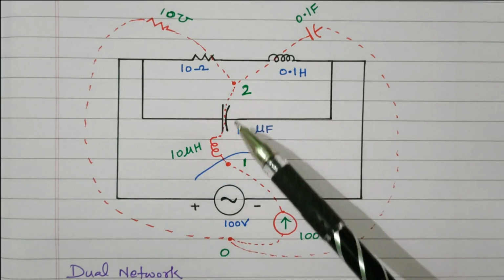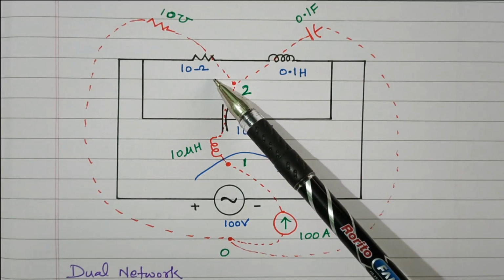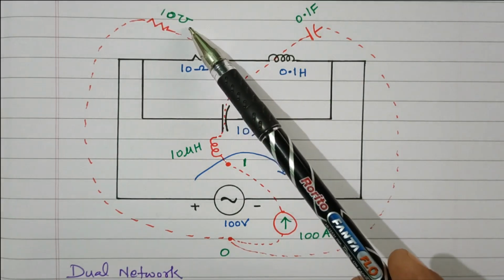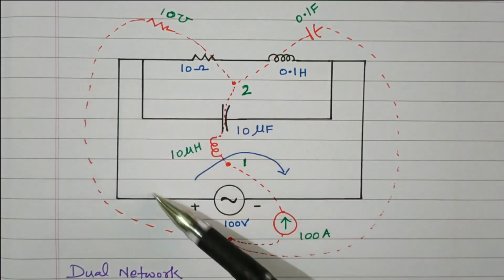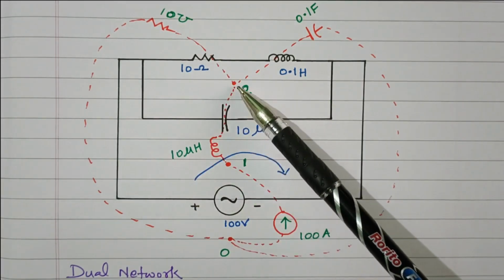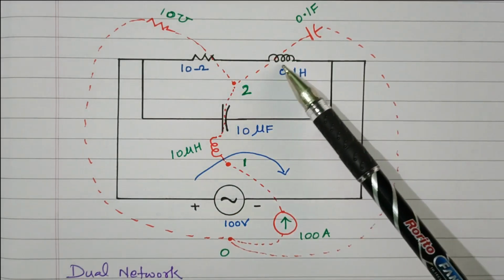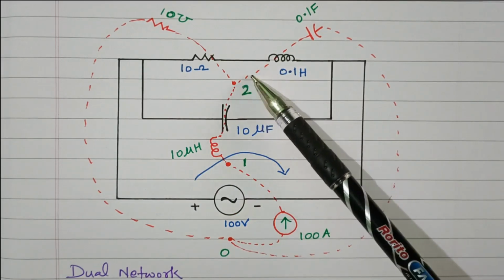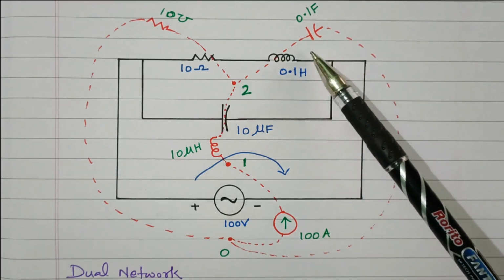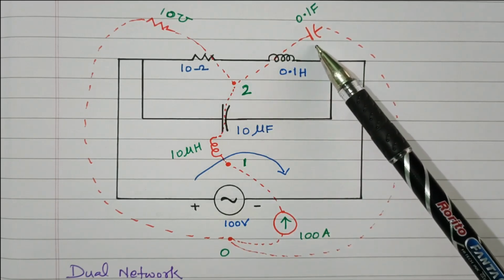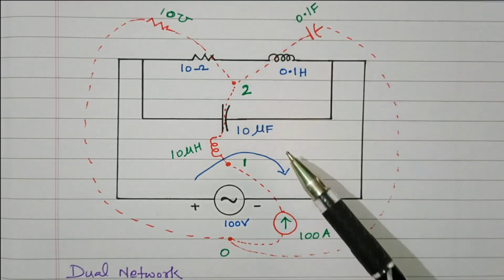Now between 2 and 0, what we have, a 10 ohm resistor is available. That will be converted into 10 mho conductance. Then we'll see between 2 and 0, one more element is available. This inductor, between 2 and 0, one more element, an inductor, connected by the dotted lines. So that inductor will be converted into a capacitor. The 0.1 Henry inductor is converted into a 0.1 farad capacitor.